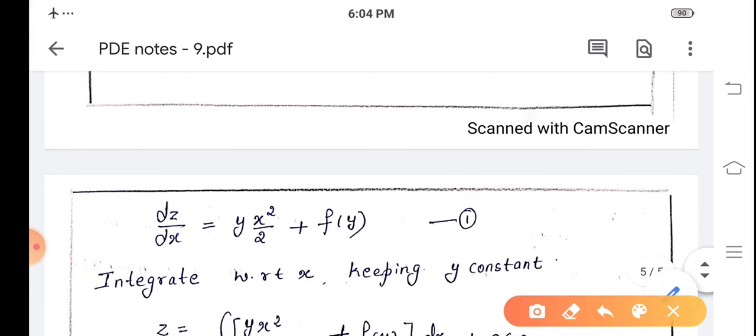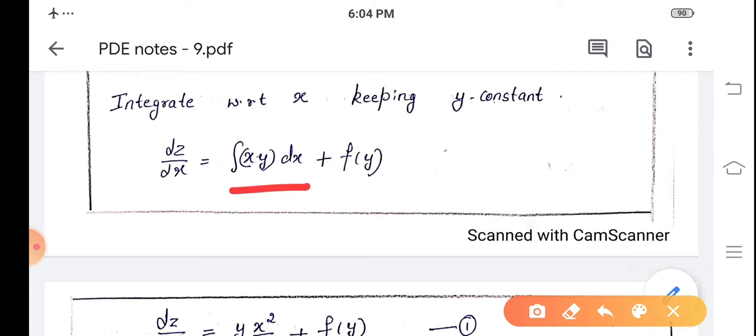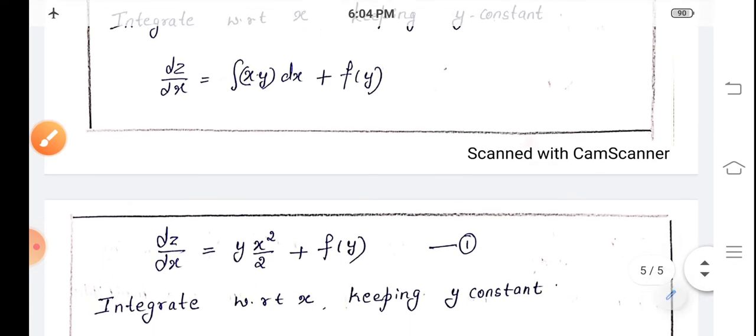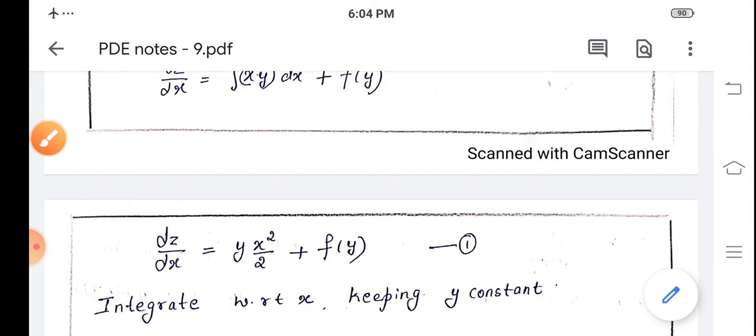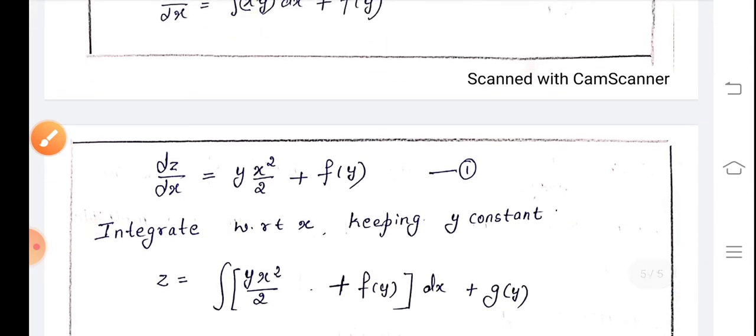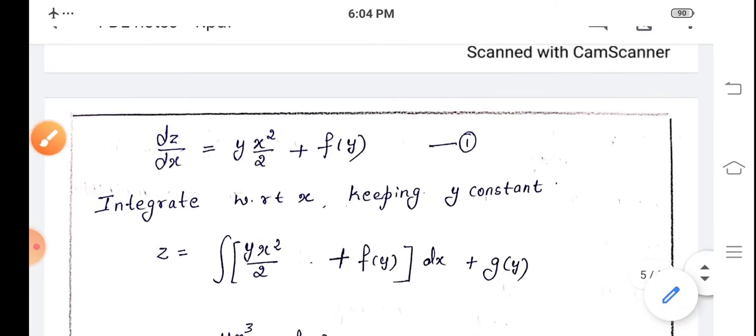Now dou z by dou x is the integration of xy with respect to x. The y term is constant. y into the integration of x becomes x square by 2. So y into x square by 2 plus f of y. Now we write dou z by dou x equal to y into x square by 2 plus f of y. Take this as equation number 1.